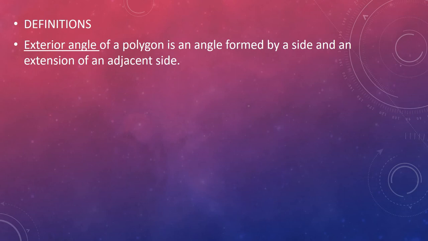Okay, a couple of quick definitions. An exterior angle of a polygon is an angle formed by a side and an extension of an adjacent side. So any polygon, let me go back to my whiteboard. Okay, so any polygon, if I take a side, let's say this one here, and an extension of one of the adjacent sides, if I extend that, this is my exterior angle.